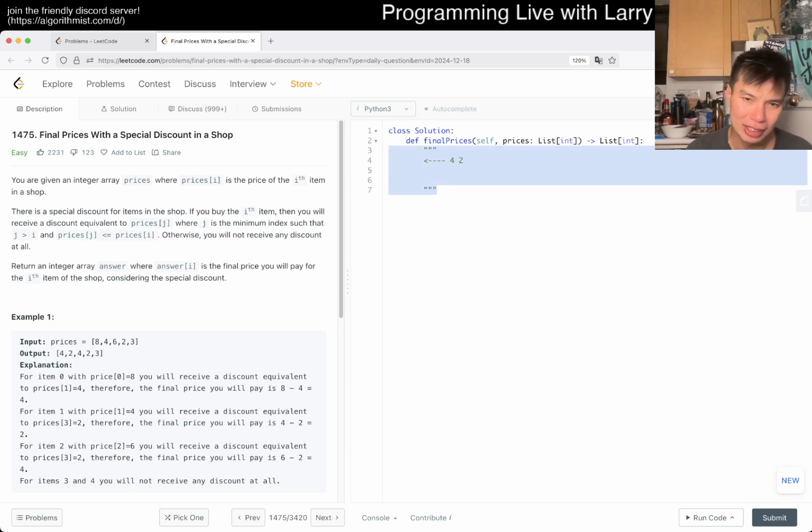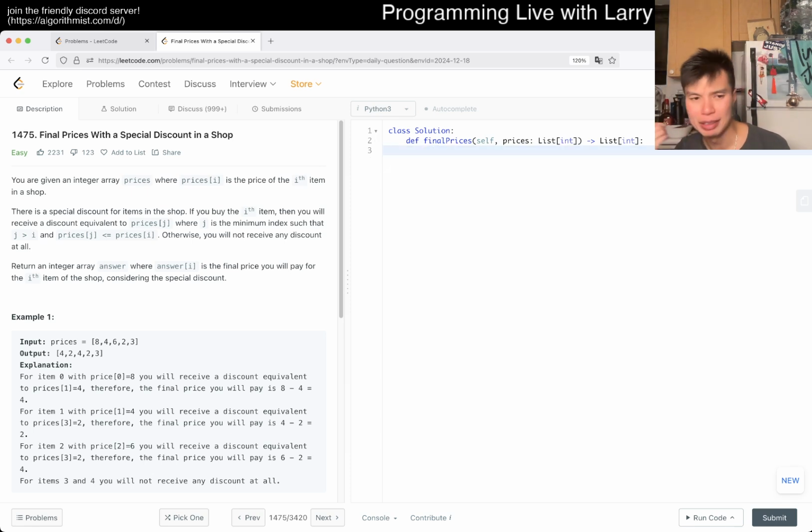I know that people call this mono stack and stuff, right? Excuse me. I had very spicy food earlier, so maybe I need to drink some water and stuff. But in any case, yeah.